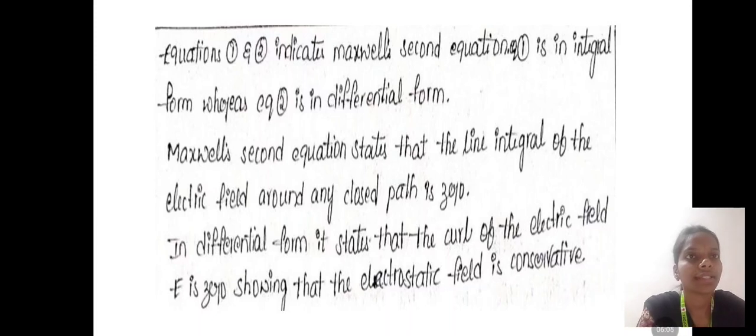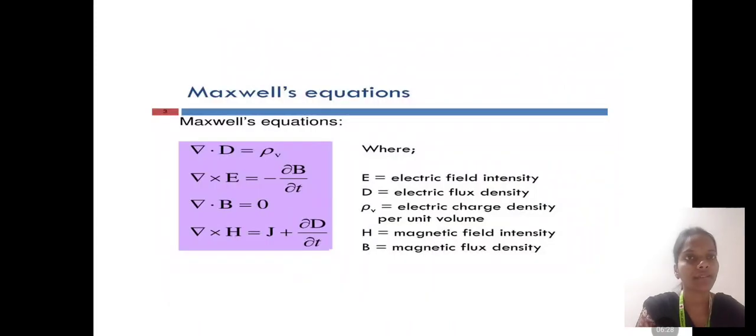Equation 1 and 2 indicate Maxwell's second equation in integral form, whereas equation 3 is in differential form. Maxwell's second equation states that the line integral of the electric field around any closed path is 0. In differential form, it states that the curl of electric field E is 0, showing that the electrostatic field is conservative. Maxwell's equations are given in this diagram.